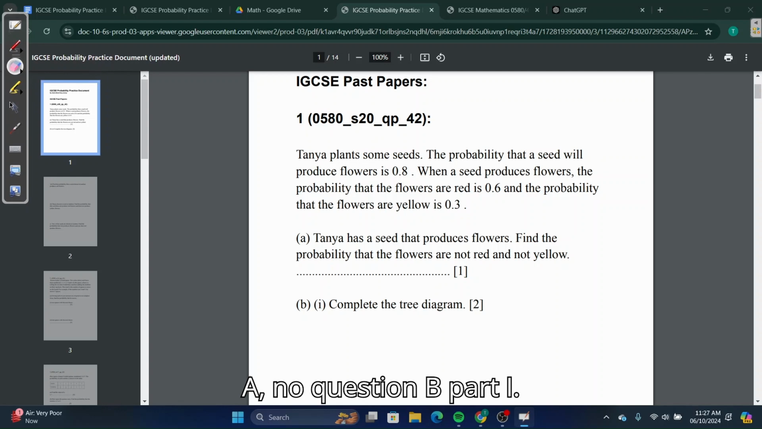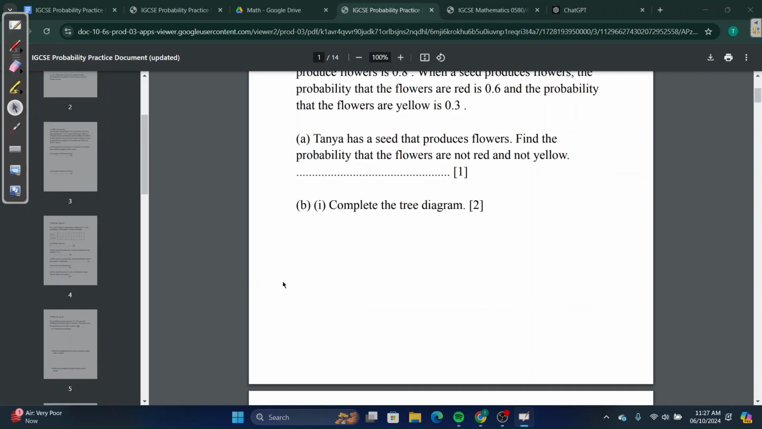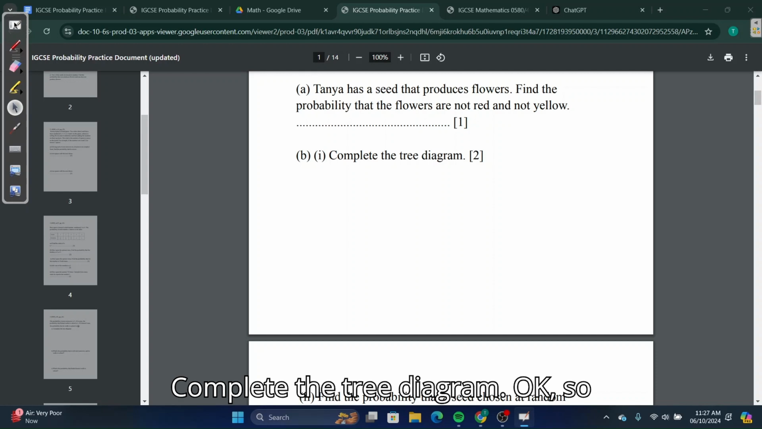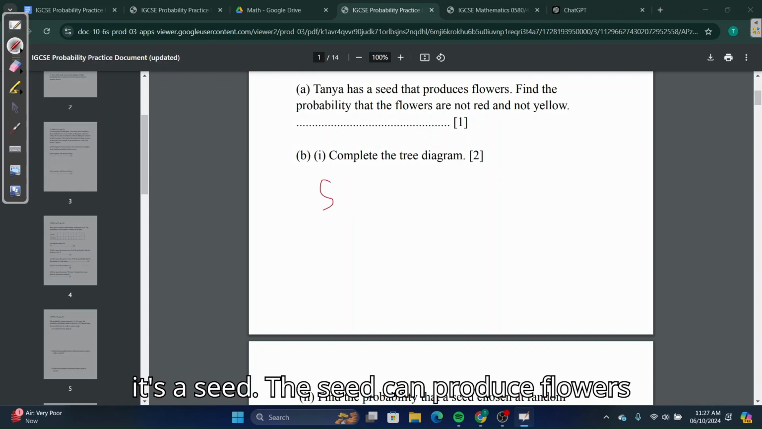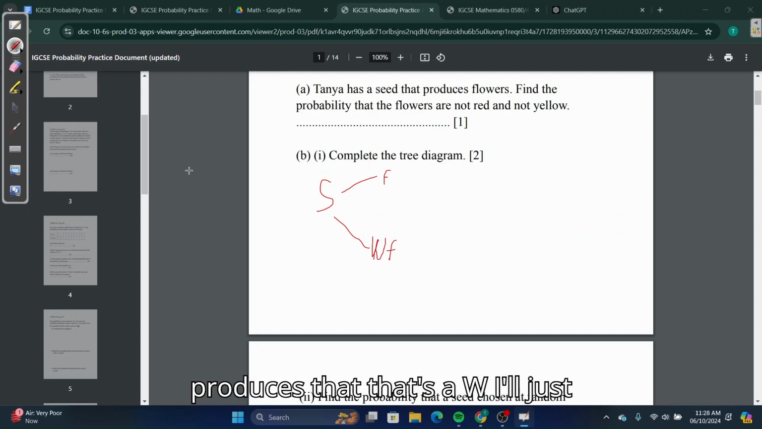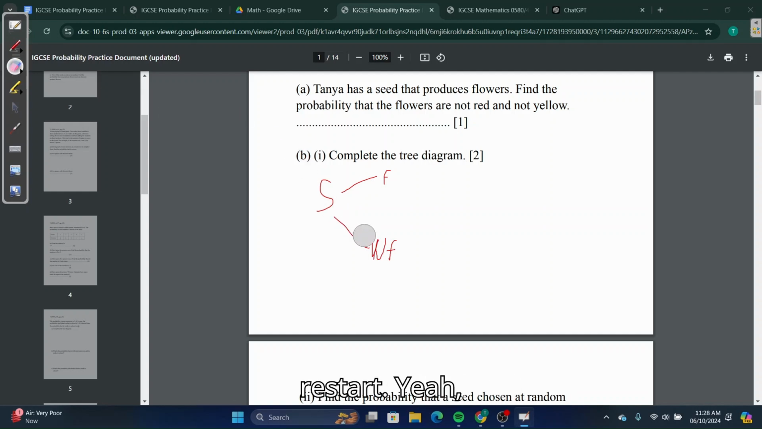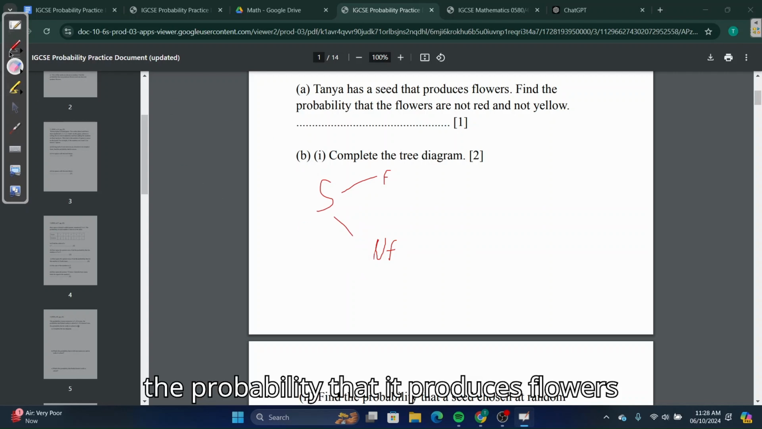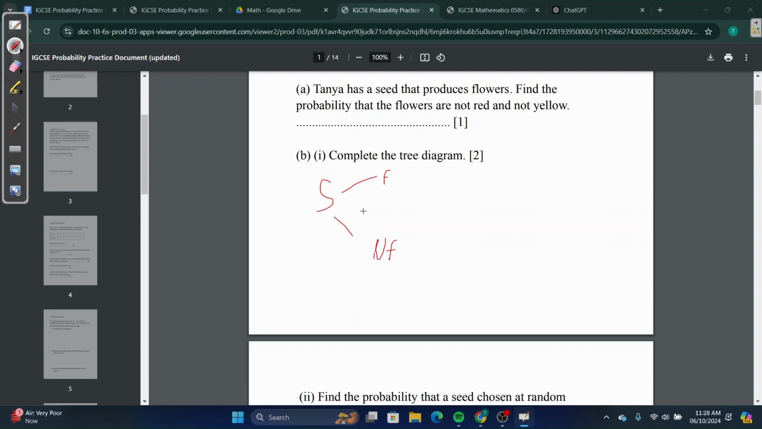Question B, part I. Complete a tree diagram. Okay. So, it's a seed. The seed can produce flowers, F, or no flowers, NF. Now, the probability that it produces flowers is 0.8. So, I'll just write 0.8. And the probability that it doesn't produce flowers is 0.2.